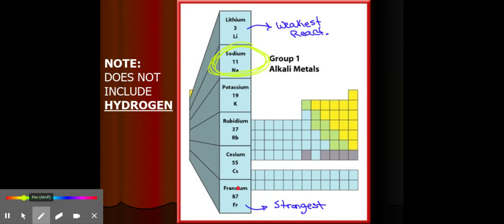Now, I do want to draw your attention before we progress that this does not include hydrogen. Hydrogen is not part of the alkali family. Hydrogen is unique in that it doesn't really belong to a family. So alkali metals, column 1, are soft silvery solids with low densities and low melting points. The weakest reacting is lithium, and it increases until you get to francium.